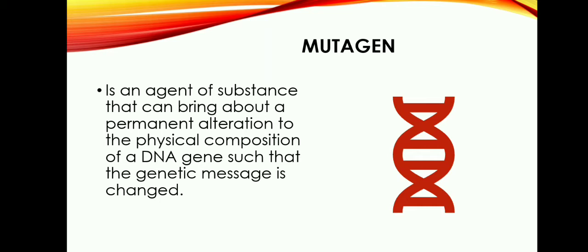How about mutagen? Mutagen is an agent or substance that can bring about a permanent alteration or permanent change to the physical composition of a DNA gene such that the genetic message is changed. Mutagens are substances that can cause mutations.